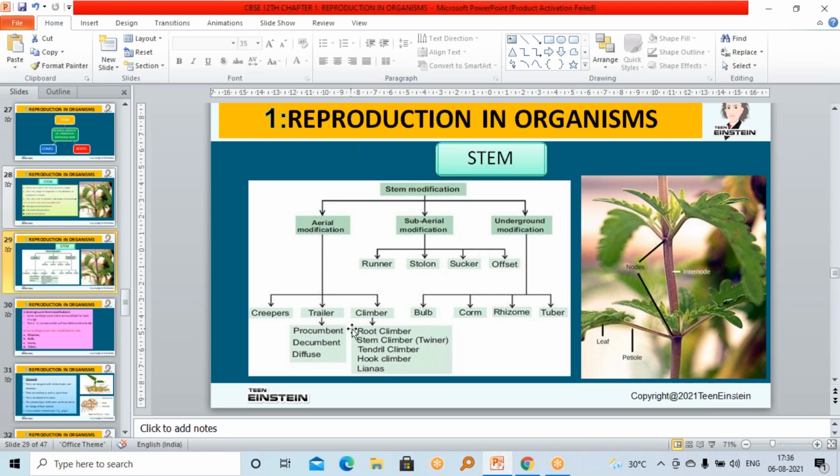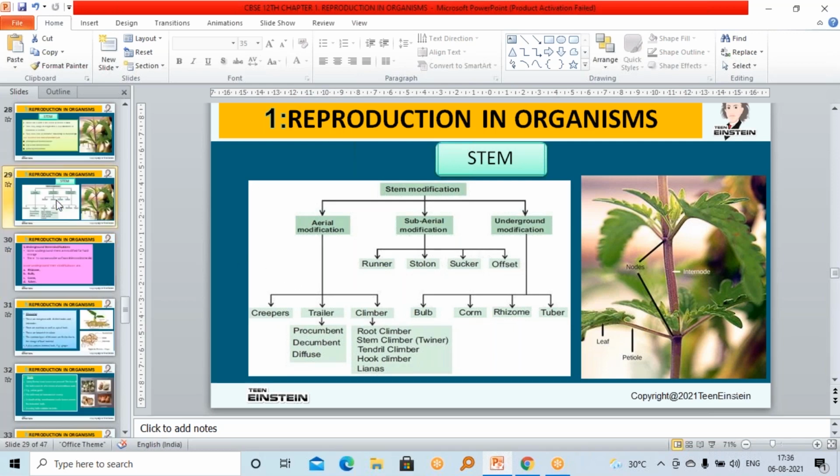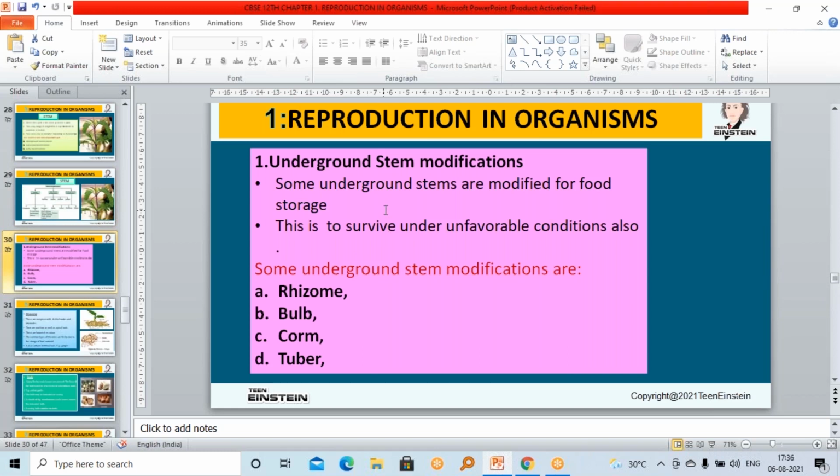So stem modification is divided into aerial, subaerial, and underground modification. In underground modification, bulb, corm, rhizome, and tuber. In subaerial, runner, stolon, sucker, and offset. Then aerial modification, creeper, trailer, and climber. So let's go through each type. First, we are going to underground stem modification.